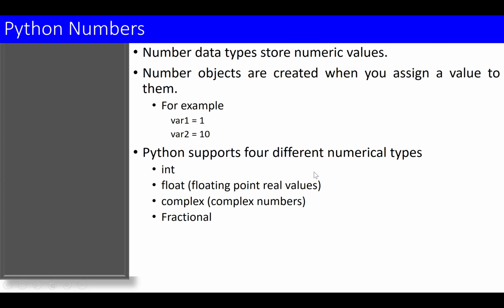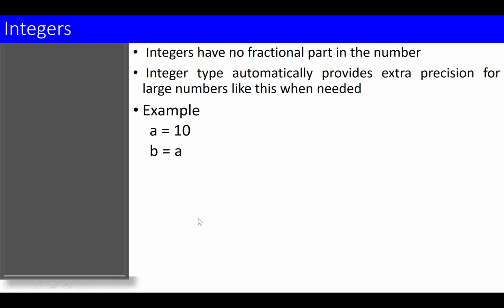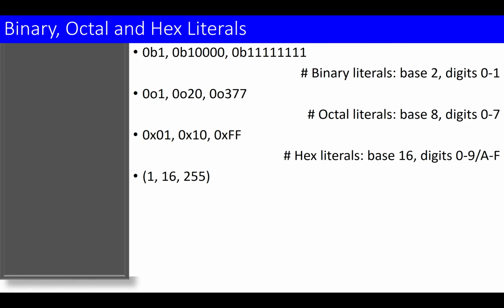Python supports four different numerical types: integer, float, complex, and fractional. Integers have no fractional part, and Python automatically provides extra precision for large numbers whenever needed. These are binary numbers, represented with 0b followed by 1s and 0s, because in the binary number system the radix is 2 and the digits are 0 and 1. Octal literals are represented by 0o, for example 1, 2, 0, 3, 7, 7. In the octal number system, the radix is 8 with digits 0 to 7.